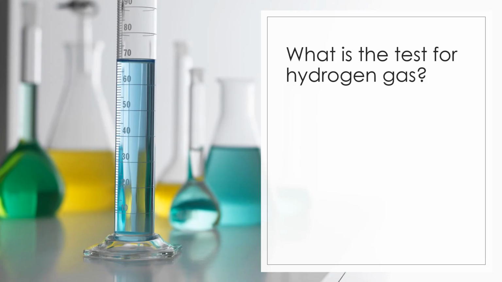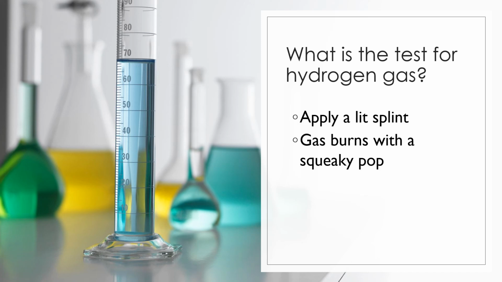The final question on the page was more to do with your general knowledge, and this is one that you should know. It's usually a 2-mark question, and they ask you, what is the test for hydrogen gas? And this could come up anywhere in an exam, and it comes up in both year 11 and year 12, and sometimes even in A level, because it's such an important test. So what is the test for hydrogen gas? There's 2 points. You should make the 2 points. The first one is apply a lit splint for 1 mark. And the second is gas burns with a squeaky pop for 1 mark.